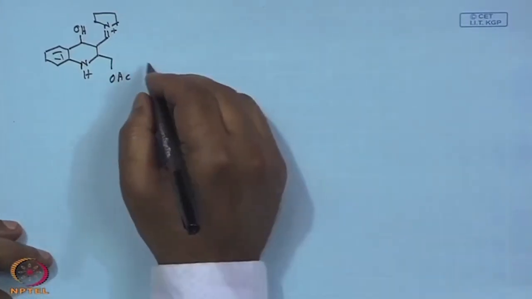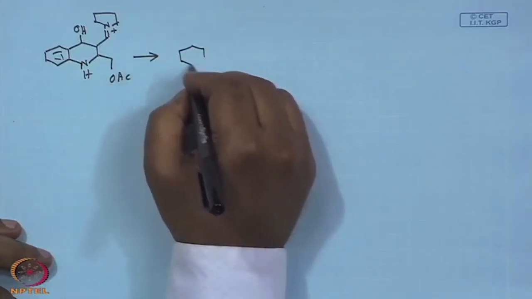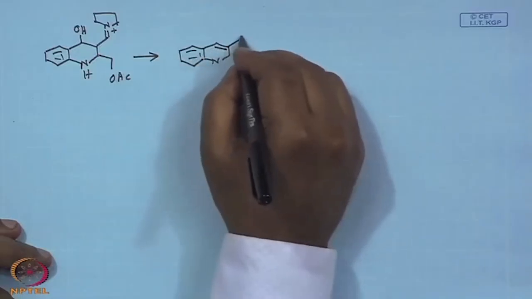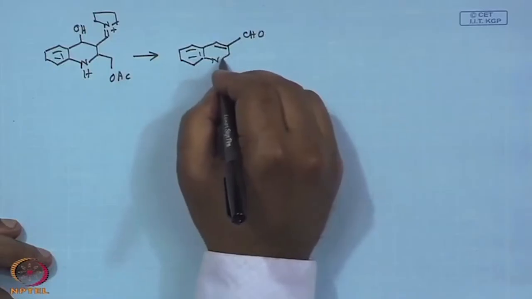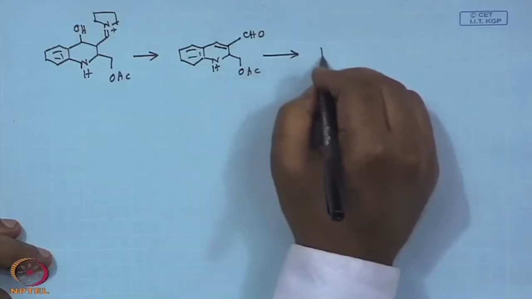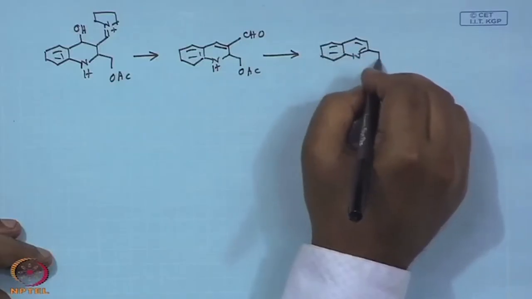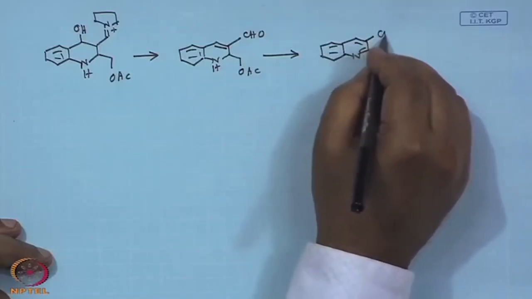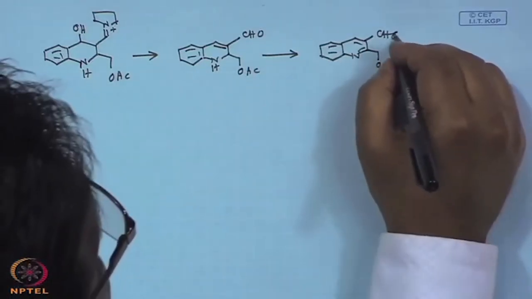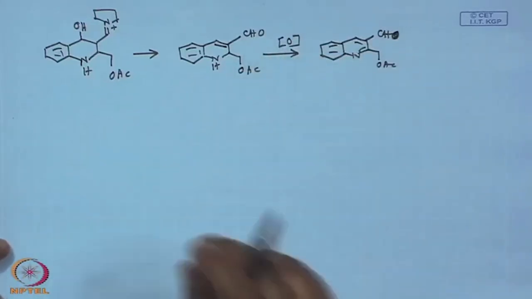And of course, in the presence of this acid, benzoic acid is sufficiently good enough to activate this OH group. So you get the double bond up here, and this pyrrolidine is hydrolyzed, NH, and this is OH. And then you have to dehydrogenate so that you can get the corresponding quinoline derivative. So you have to do this oxidation up here, but this is again a matter of choice.